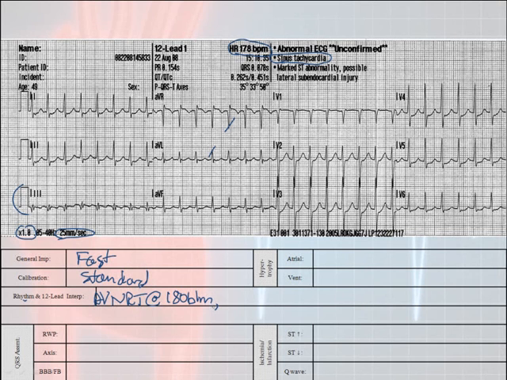How is my R wave progression through my precordial leads? Technically, even though it's at 180 beats a minute, it's a good R wave progression. How about my axis? Well, there's two things I can do. I can either look at lead 1 and lead AVF, or this is what I like to do: look at your QRS right here. That middle number, 33 degrees, tells me that it's a normal axis.